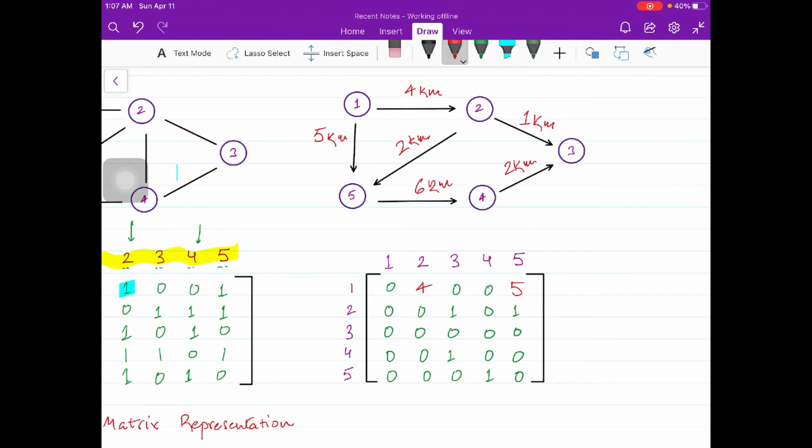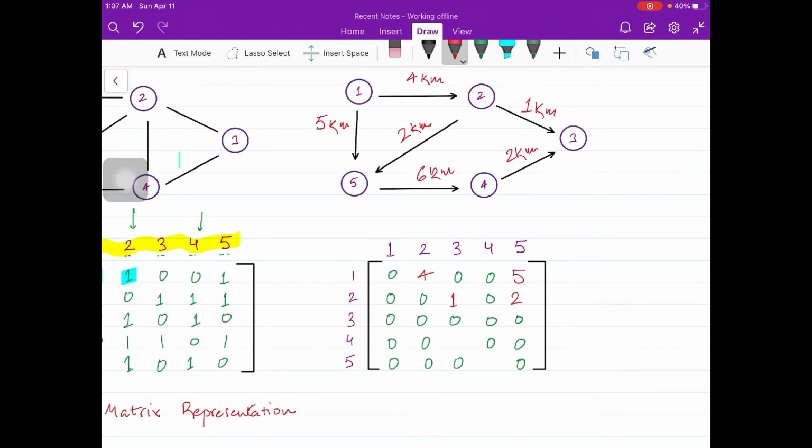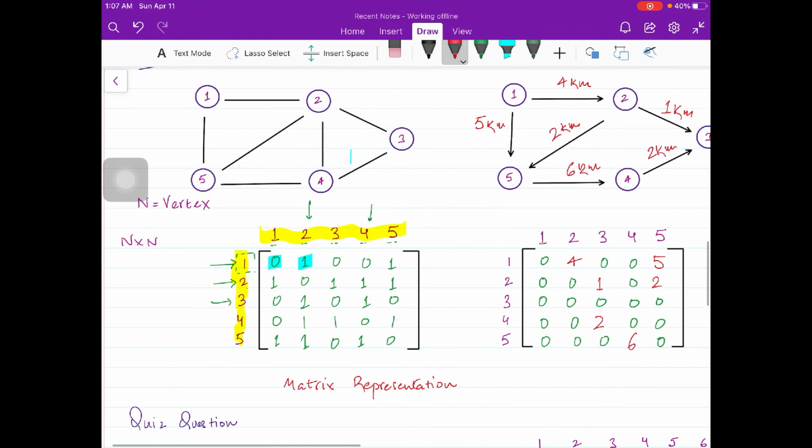Okay. Now how do we solve? Let me do one thing. Let me just remove these ones first. And now I'll just put the weight of the edges. So for 2 to 3 it will be 1. For 2 to 5 it is 2. Now for 3 it's all 0. For 4 to 3 it's 2. For 5 to 4 it's 6. That's it, done.